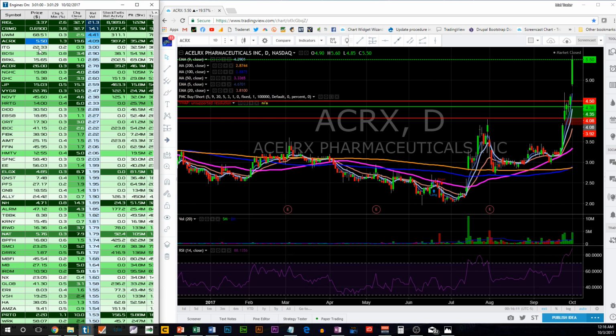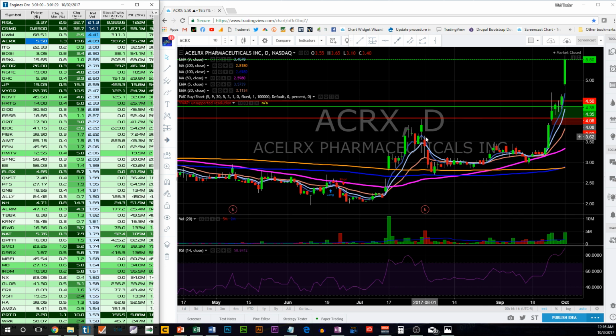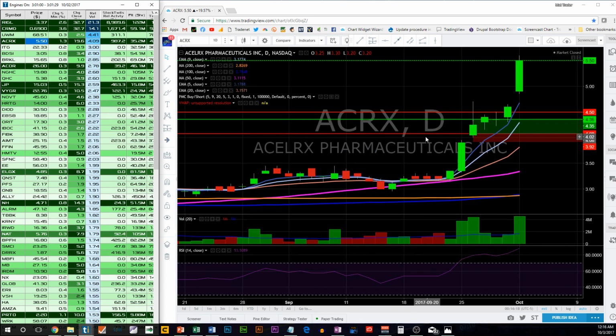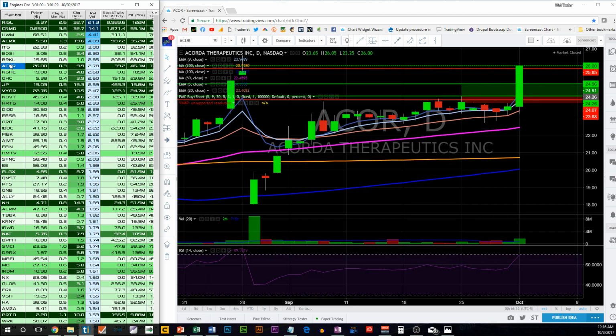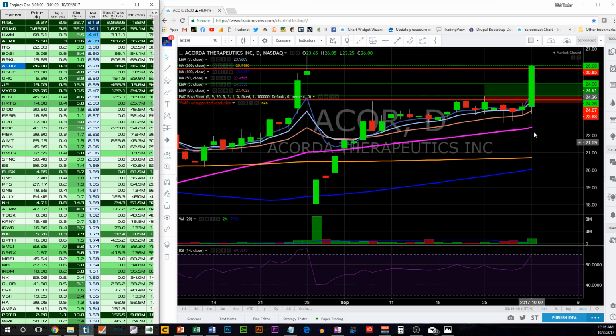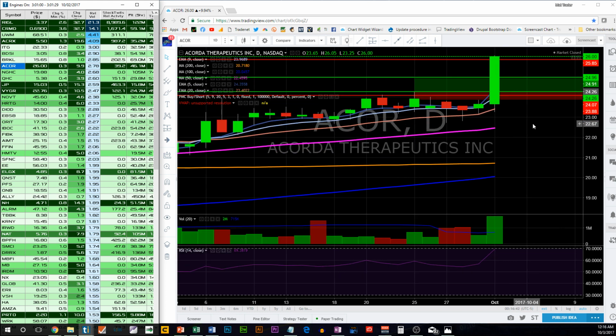Sometimes if you double tap on two rows, it messes up the linking. But when you look at ACRX, holy smokes! It was one of those stocks that just gapped up and went higher today. We traded this in the past, obviously. Took profit on it. ACOR, I'm just looking at the dark green ones, which represent more. That one also ripping through.